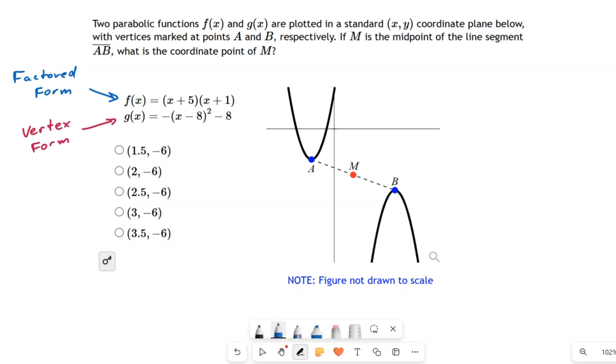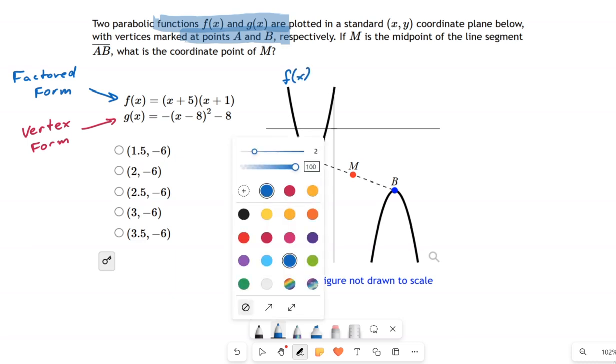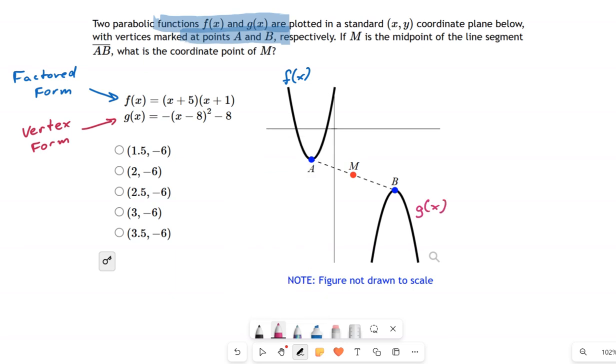Well, you don't need to know offhand which curve is which, because it does tell you, right? It does say functions f and g marked at points A and B respectively. So what that's telling us is that this is f of x, and this other one down here, that's g of x. Okay, so that's helpful, and we didn't even need to know math. We just needed to read for that part.